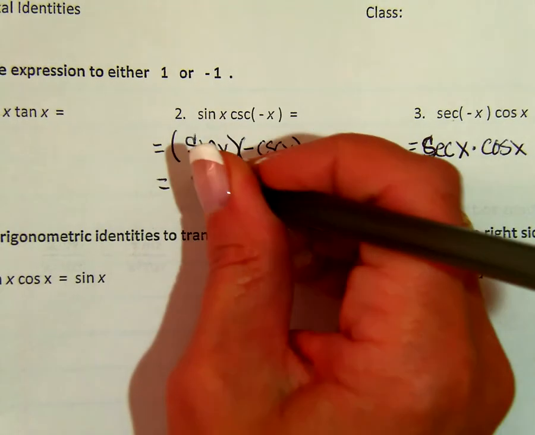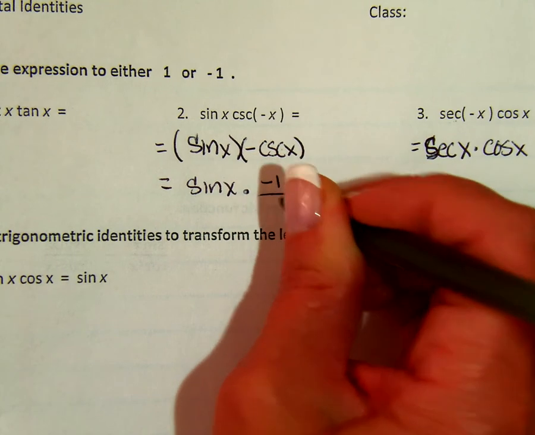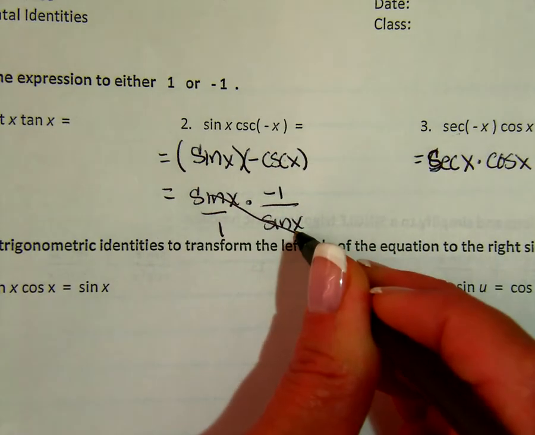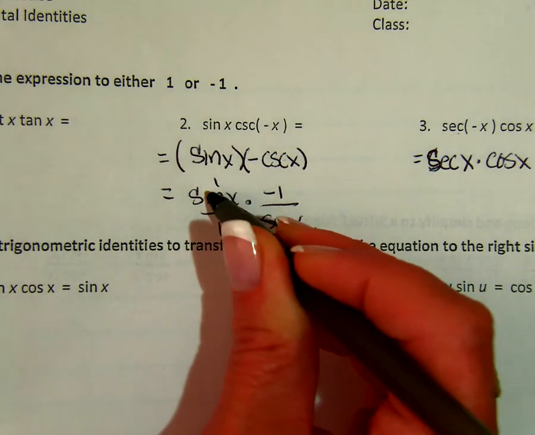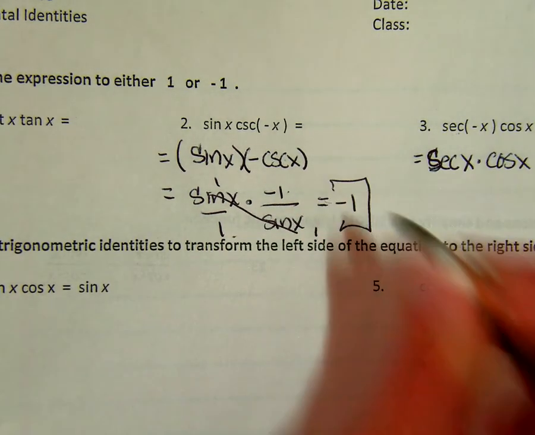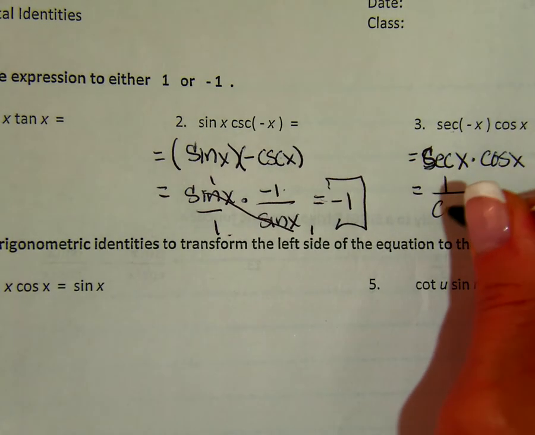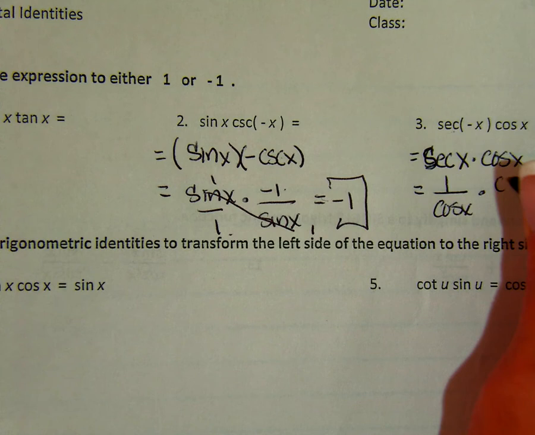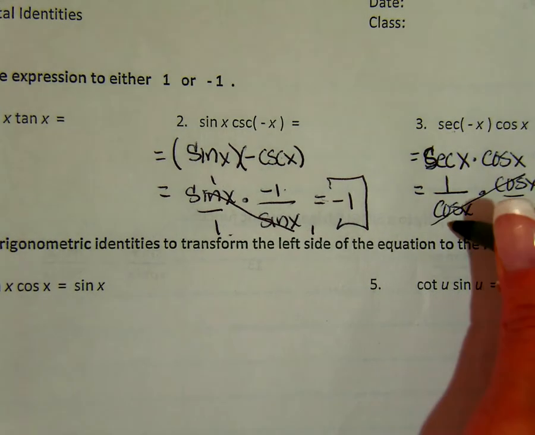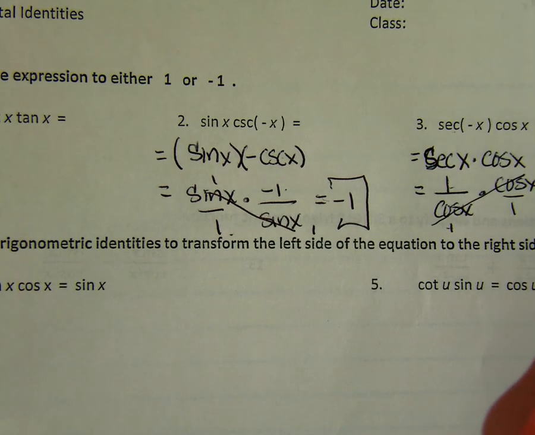So let's finish off number 2. I would use a reciprocal identity. Notice that these divide out, and I would have negative 1 over positive 1, or just negative 1. In problem 3, again, use a reciprocal identity. Divide out, and you would have positive 1 over positive 1, or just 1.